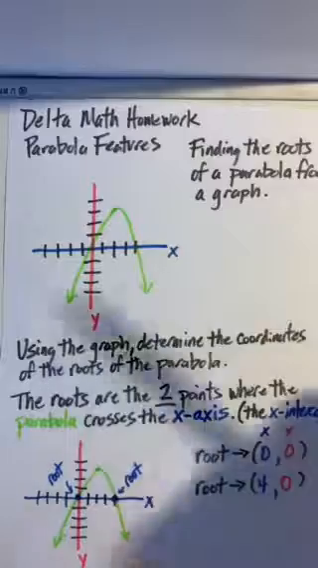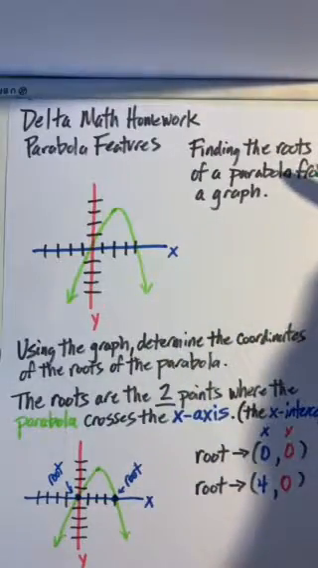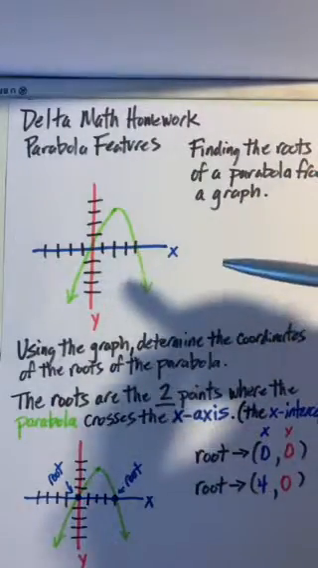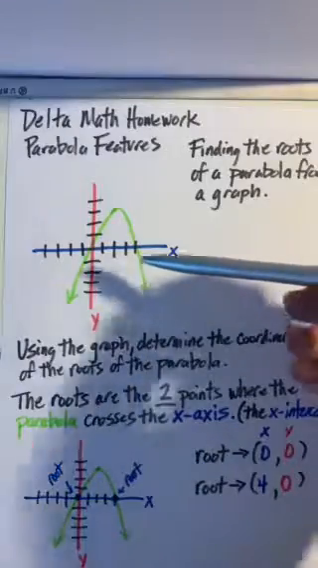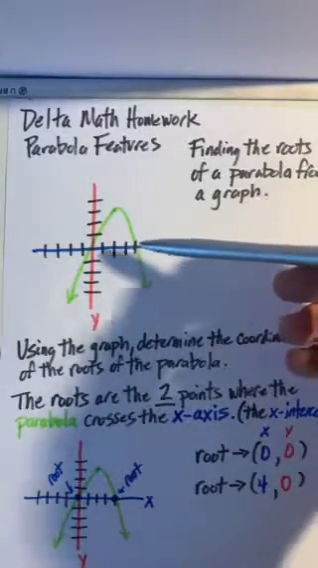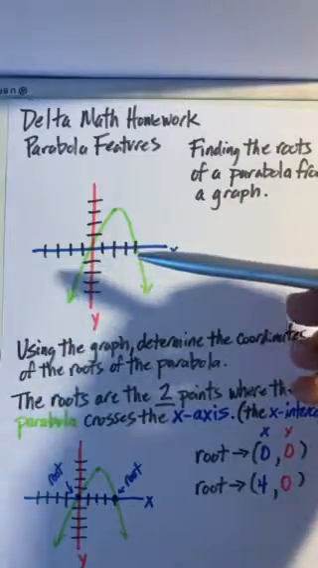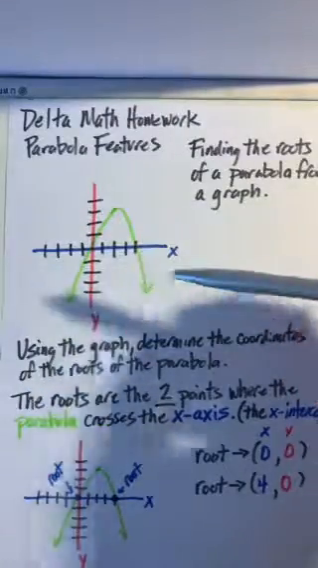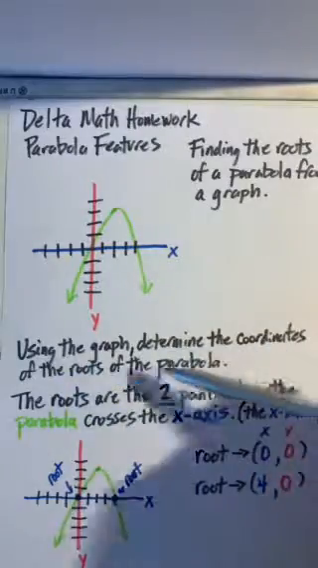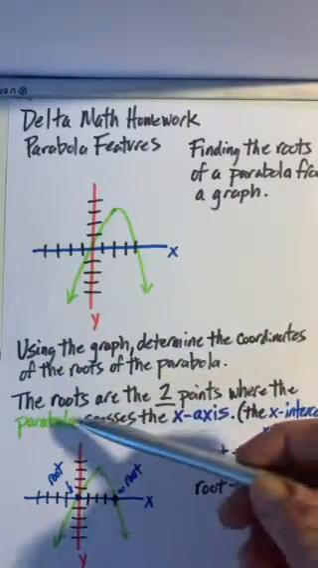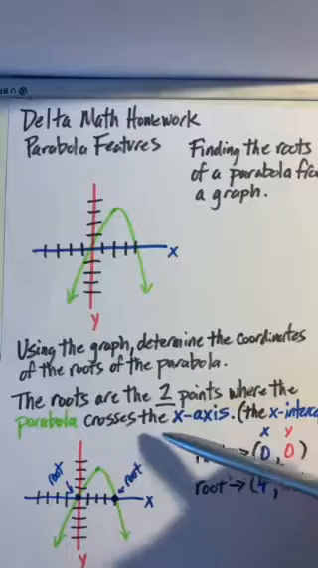Okay, our next one is finding the roots of a parabola from a graph. So as you remember, we talked about this a little bit. Our roots are the x-intercepts, or where the parabola crosses the x-axis. They're also called solutions and x-intercepts. So using the graph, determine the coordinates of the roots of the parabola. And like I said again, the roots are the 2 points where the parabola crosses the x-axis.